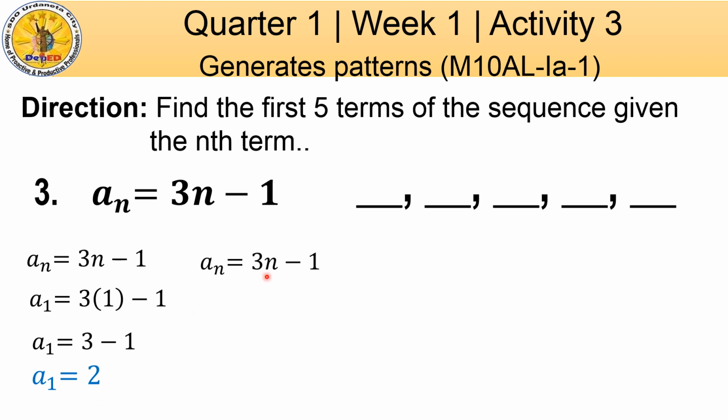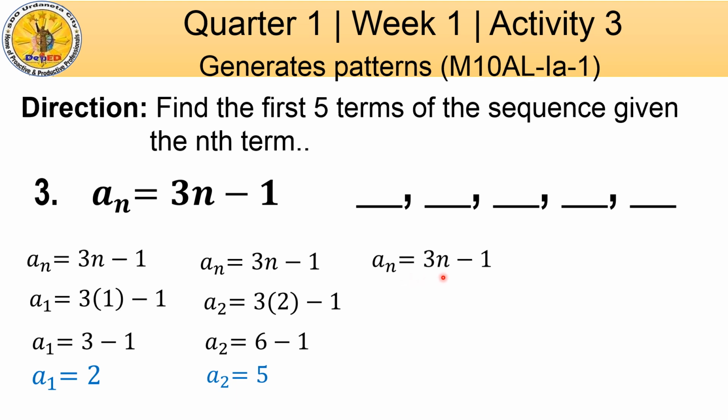For your second term, we're going to replace n by 2. So that is 3 times 2 minus 1. So 6 minus 1, and that is 5 for your second term. For your third term, replace n by 3. So 3 times 3 minus 1. Simplify, that is equal to 9 minus 1, and that is 8, your A3.